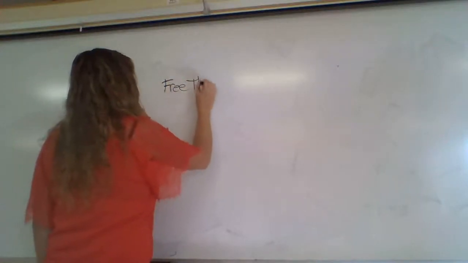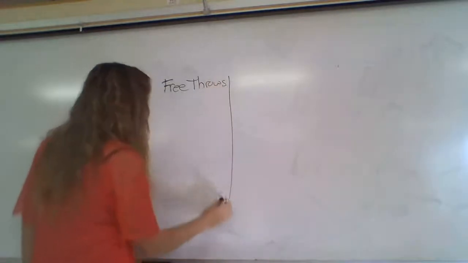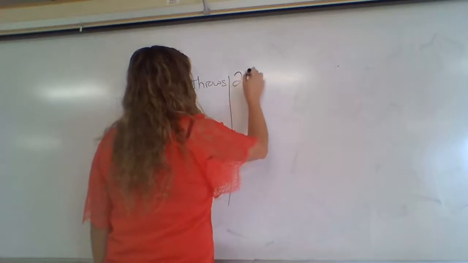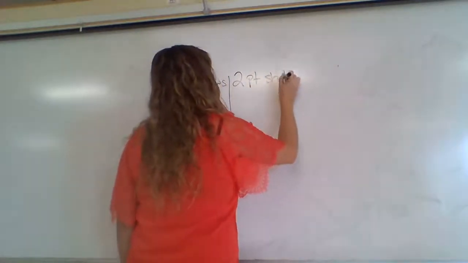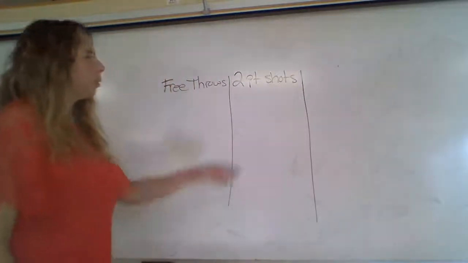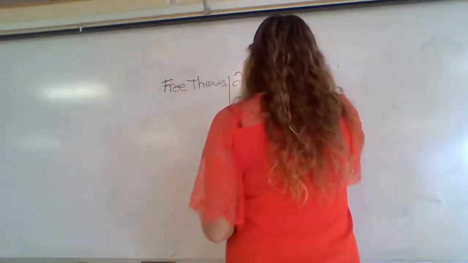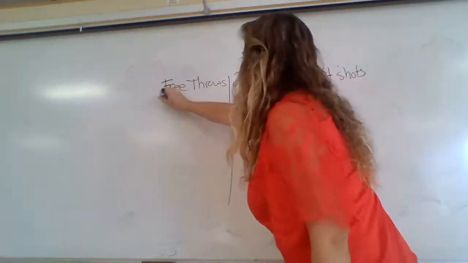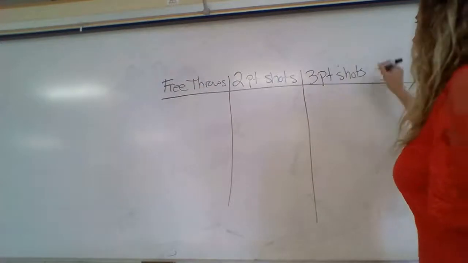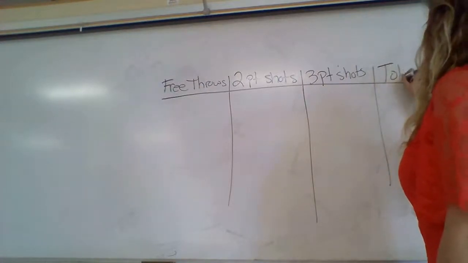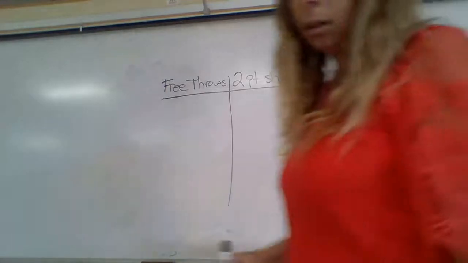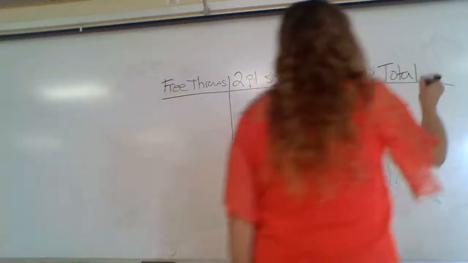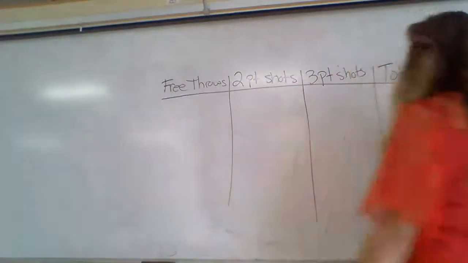So I have free throws. I have regular shots, I'll put 2 points. So I have 2-point shots. That's any shot within the 3-point line, right? And then I have my 3-point shots. And then my total. Does it say it has to be 102? This has to be equal to 102, and that's the only thing we have to worry about.